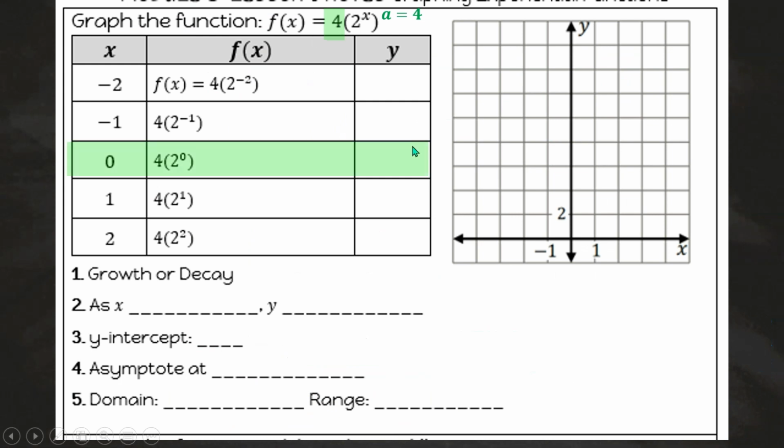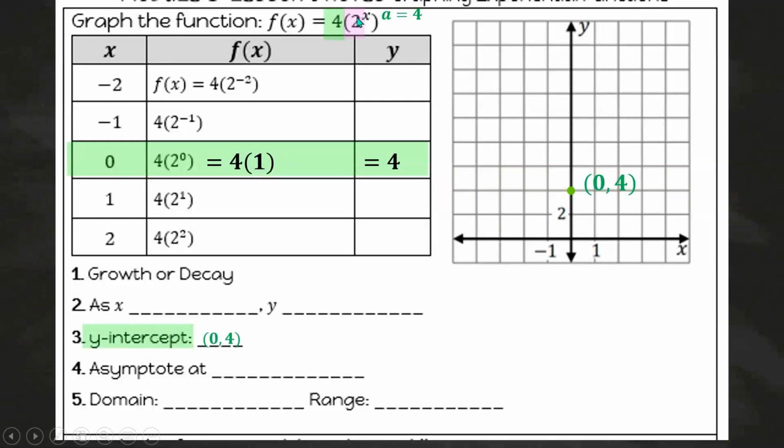Here in my table, my x value is 0. My y value, I'm willing to bet, is going to be 4, because I bring this 2 to the 0 power, well, anything to the 0 power becomes 1. 4 times 1 is equal to 4. So I put that point on the graph. Notice that these vertices are going up by 2. So this is 2, this is 4, so this is the point (0, 4). I can also label my y-intercept as (0, 4).